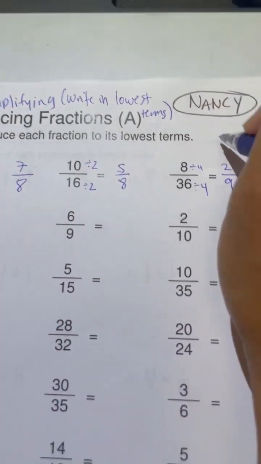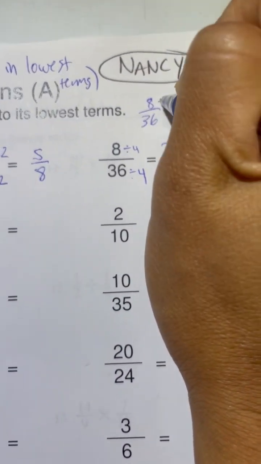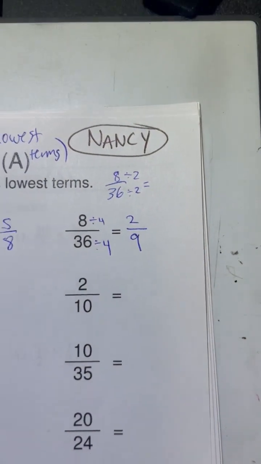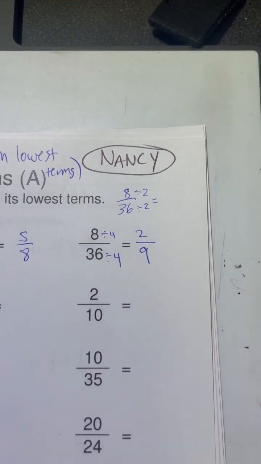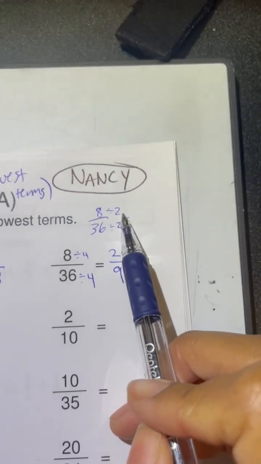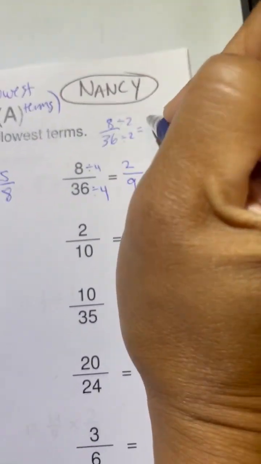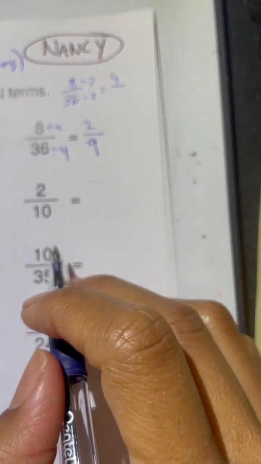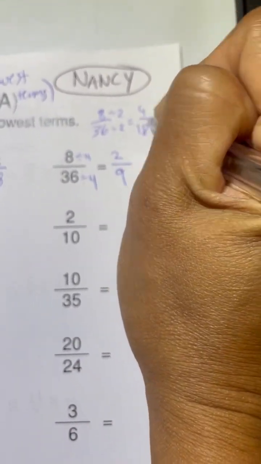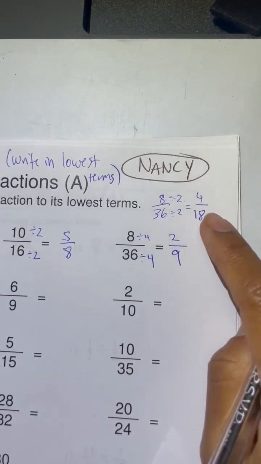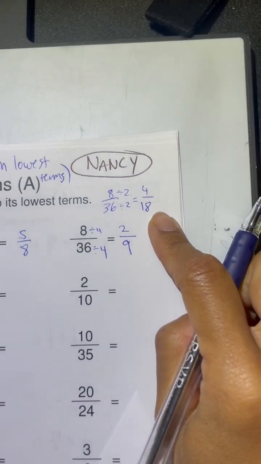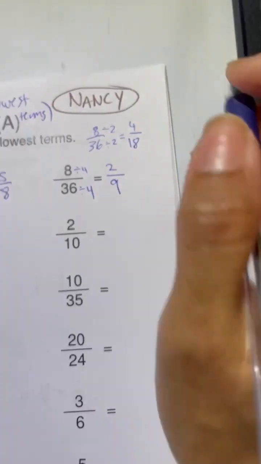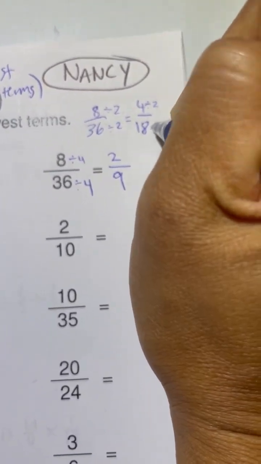So FYI, suppose you didn't see that they were divisible by 4. Suppose you're like, oh, 8 and 36, they're divisible by 2, right? So if you said that they were divisible by 2, which they are, because they're even, what's 8 divided by 2? 4. And what's 36 divided by 2? 18. So you get 4/18, but is 4/18 simplified all the way? No. What do you need to divide this one by? 2.